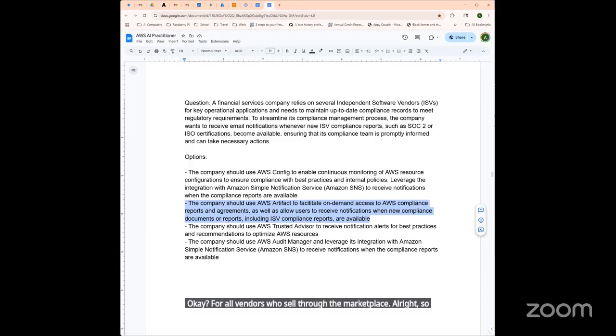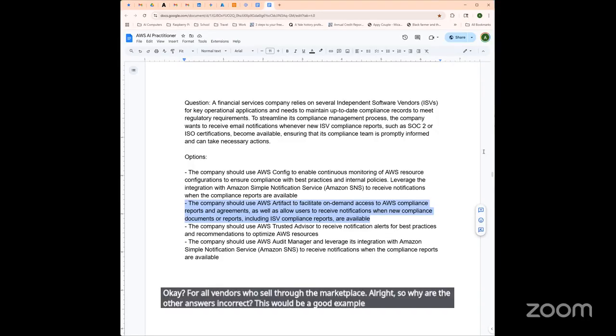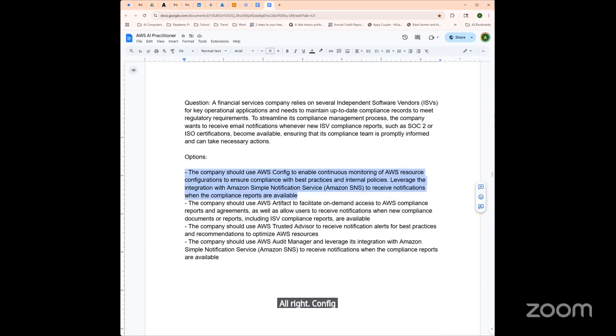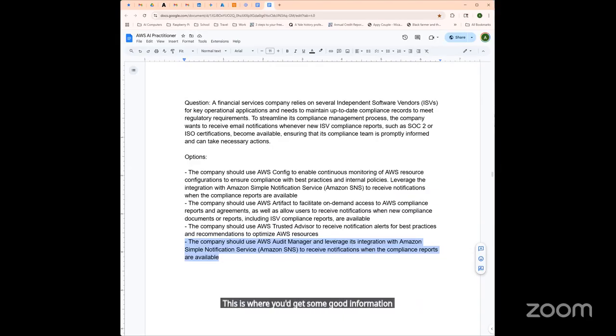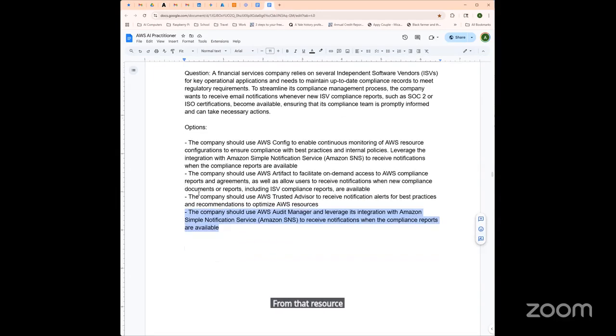All right, so why are the other answers incorrect? This would be a good example of why you would do a process of elimination, especially if you already passed the SAA. All right, Config monitors AWS resources for configurations, right? Doesn't do compliance reports. Trusted Advisor provides AWS optimization recommendations, not compliance. And Audit Manager automates evidence collection. So if you have a screwed up EC2 and you've isolated it and you started to analyze it, this is where you get some good information or good usage from that resource. All right. Next question.